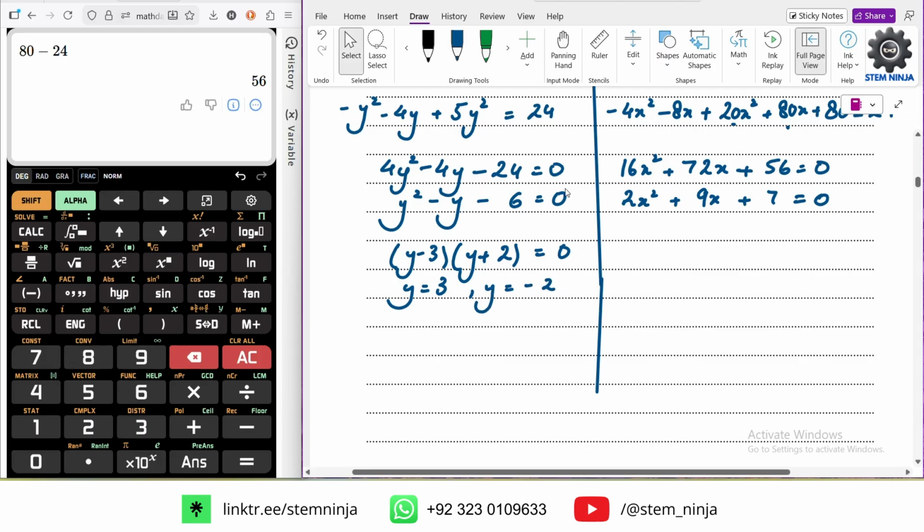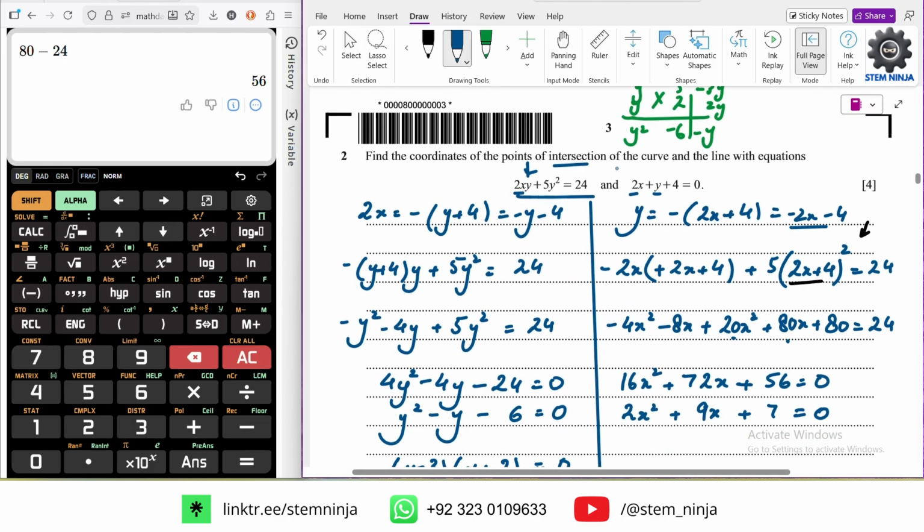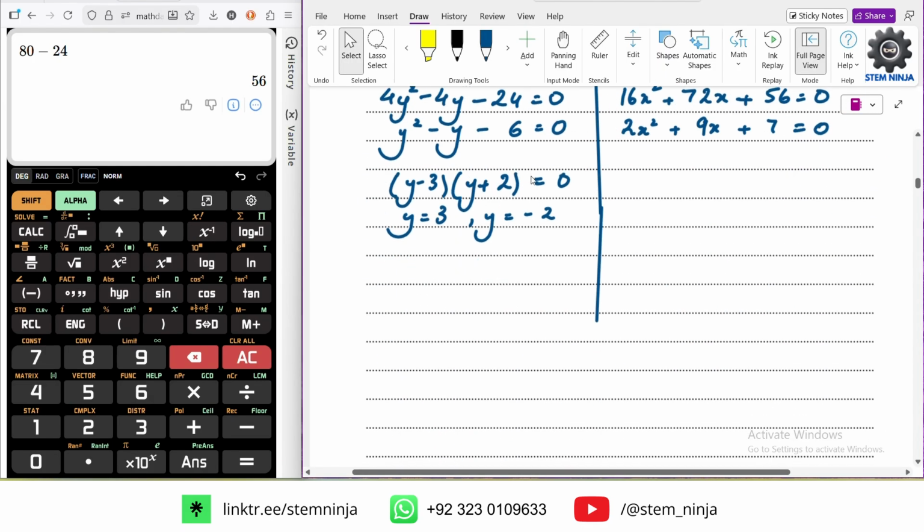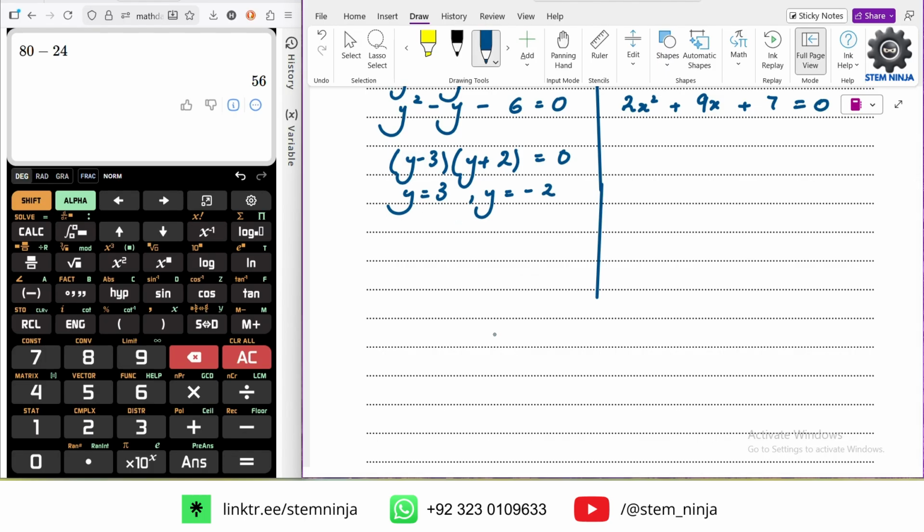Now this will give us two different values of x from this equation, right? We figured out x from this one, yeah, 2x is equal to minus y minus 4. So you can figure out the values of x also. But if we just simply do this one, again 2, 7 and 9. So 2 and 7 also become easy. So 2, 7.